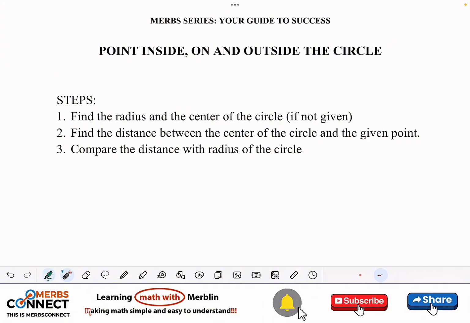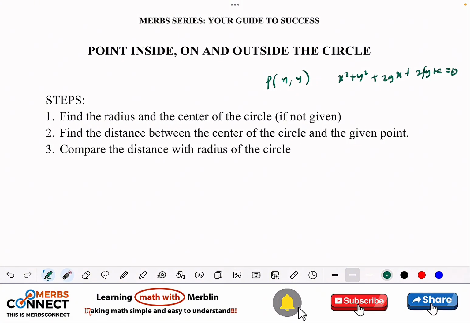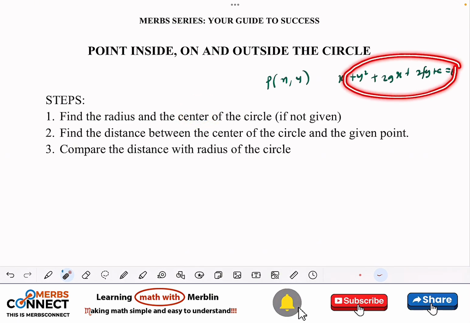Basically they will give you a point. Let's assume that I give you one point, let's say point P, and I give you the equation of the circle, right? Let's say this is the equation of the circle: x squared plus y squared plus 2gx plus 2fy plus c is equal to 0. Then what I need from you is to check if this point is inside, outside, or on the circle. So the first thing I need to do is find the radius using the equation of the circle here. Then I need to find the center using the equation of the circle here. When I finish, find the distance between the center of the circle and the given point.